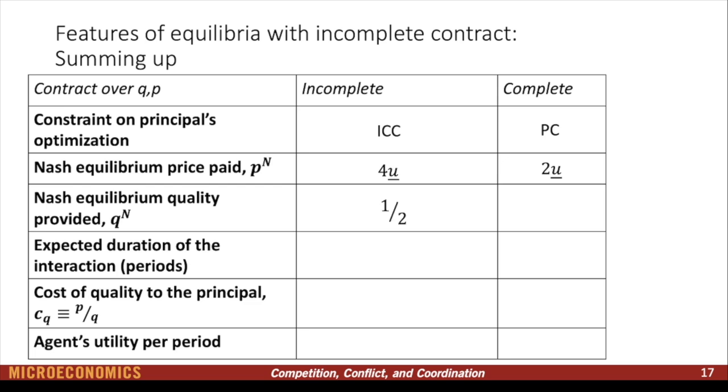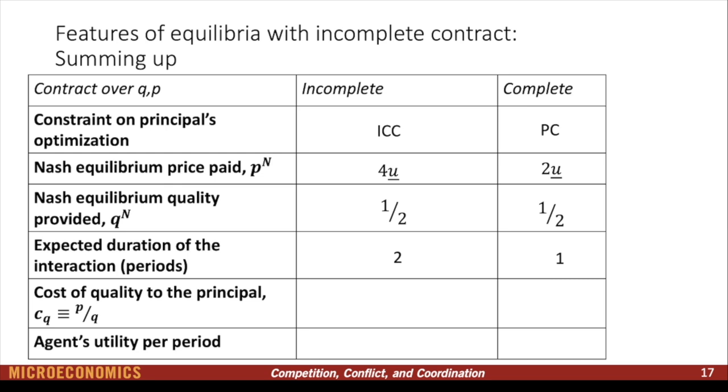The Nash equilibrium quality provided is 1/2 in both cases, as we saw. But again, it's important to remind ourselves that's just model specific and depends on the functional forms that we used for Armin's utility function. The expected duration of the interaction in periods when quality was 1/2 was 2 periods. So that's the expectation on average. Now remind ourselves, even though that's on average, in certain cases it could be shorter or longer. In the complete contracting case, the interactions are simply one shot.